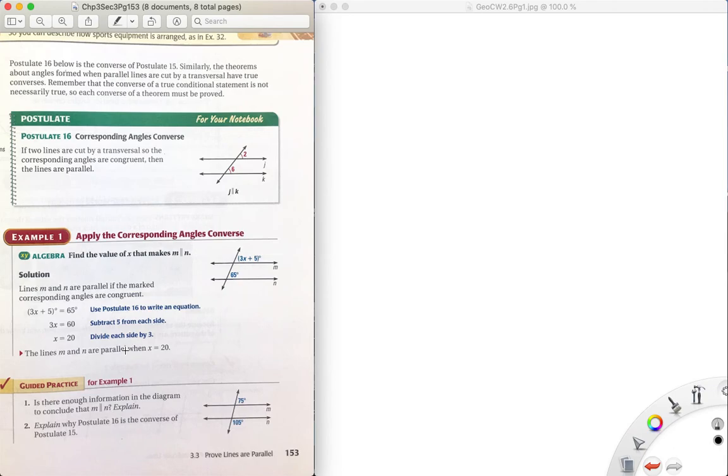This asks if there's enough information to conclude that M is parallel to N. You would say no because corresponding angles are not the same. So this is 75 and this is 105. Since corresponding angles aren't the same, I don't have enough information to prove that these two are parallel. They want to know why postulate 15 and 16 are the converses of each other.